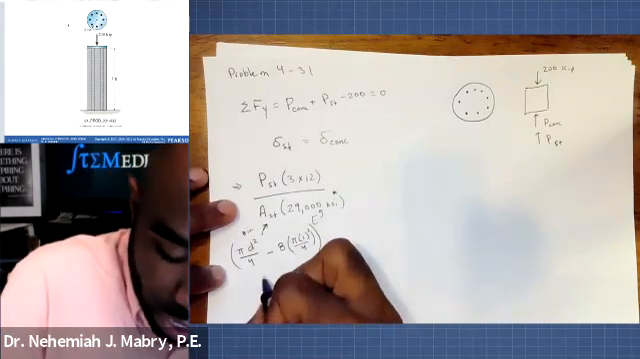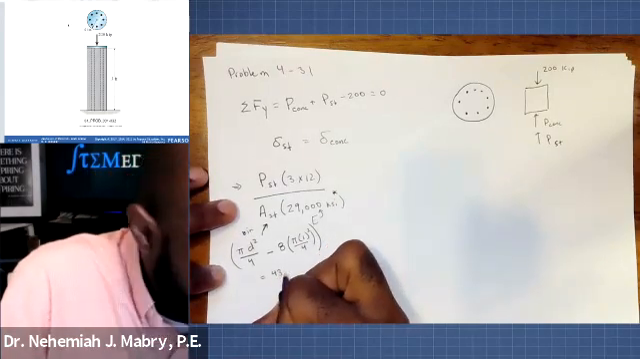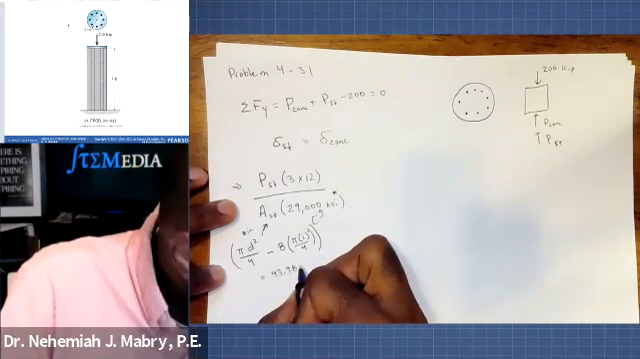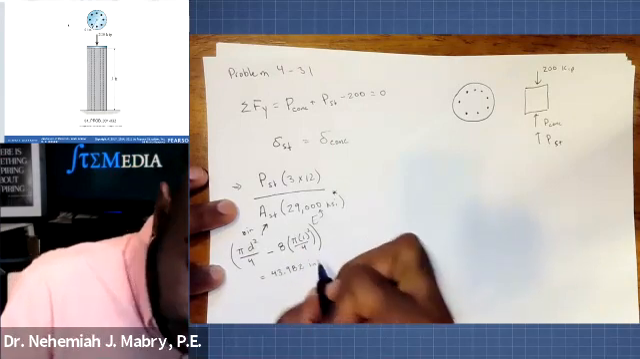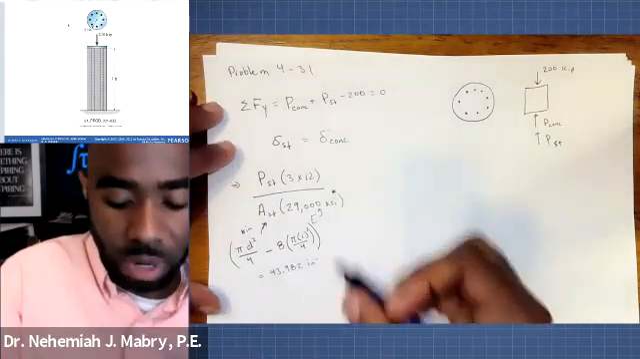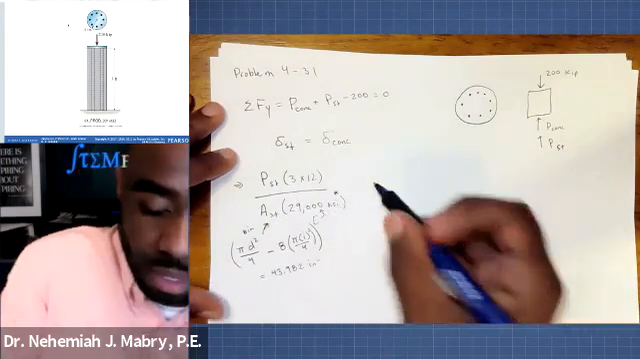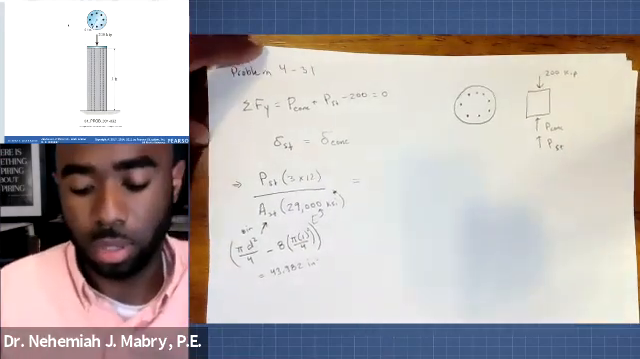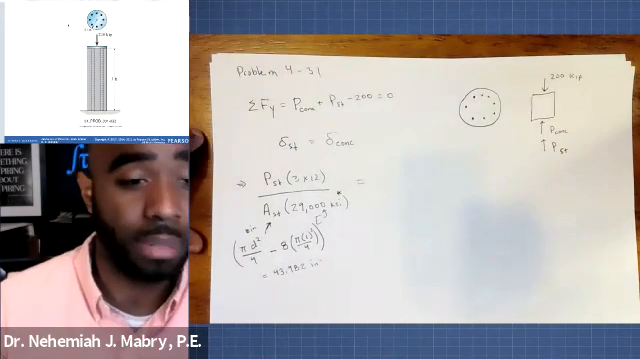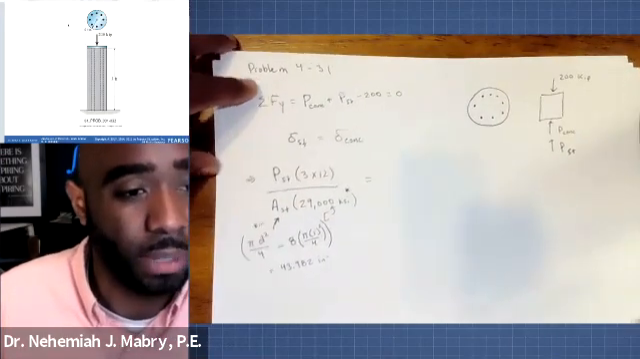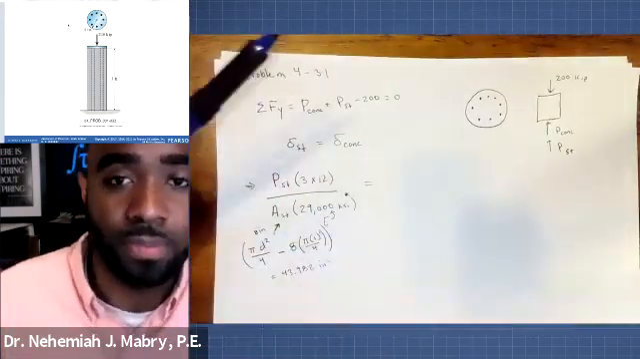So this area right here is equal to 43.982 square inches. Right? So we have our equation here, PL over AE, and set that equal to the equation for the relative displacement in the concrete.